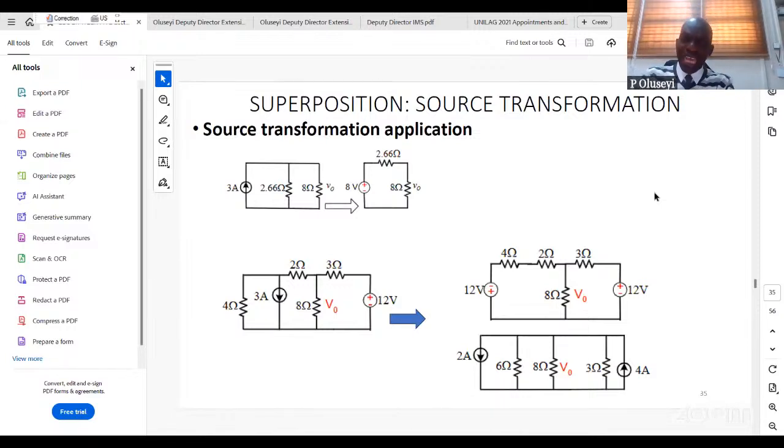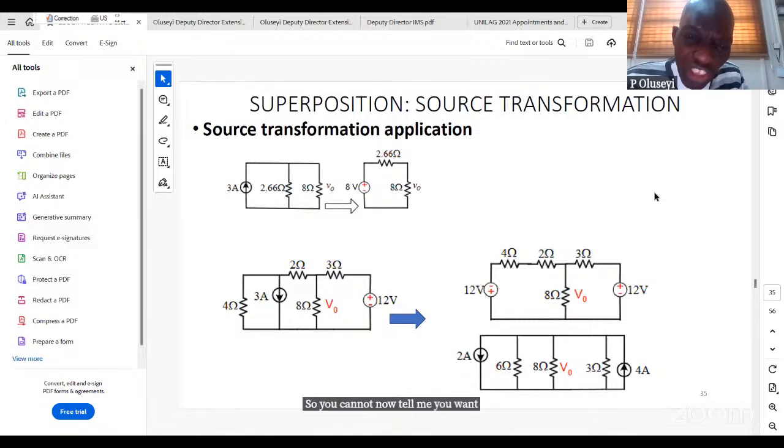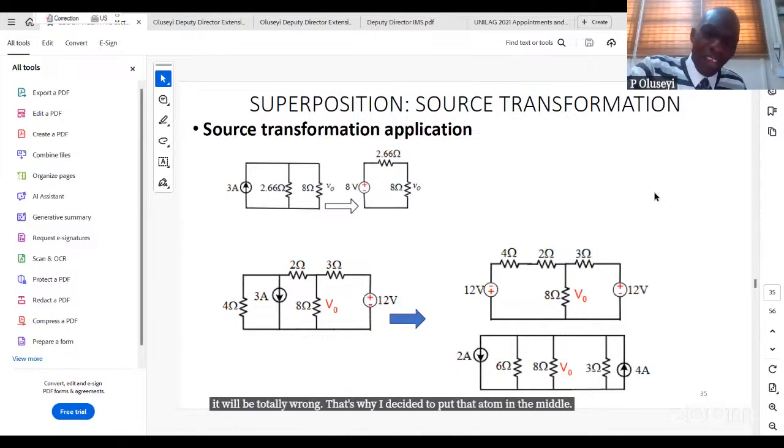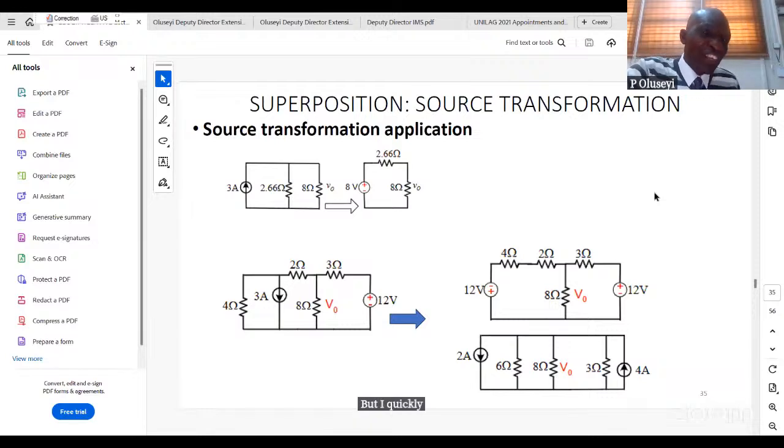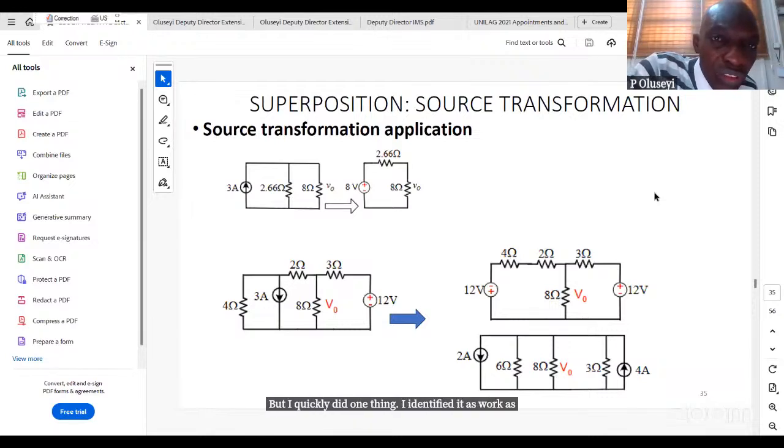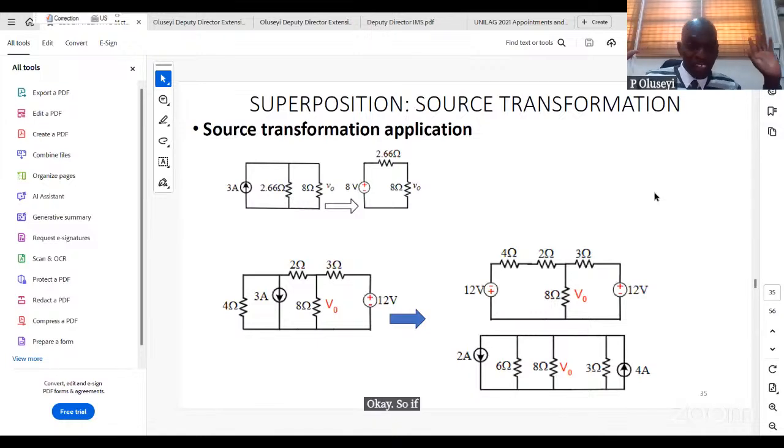So you cannot now tell me you want to analyze and join 8 ohms to it. It will be totally wrong. That's why I decided to put that 8 ohm in the middle. But I quickly did one thing. I identified it as what? As output. So if anybody does it, I will say, well, you have made a mistake. Or if anybody does otherwise, by including it as part of the source, then that fellow has made a mistake. I hope you are getting what I am driving at, because these are fundamentals to your life in engineering.